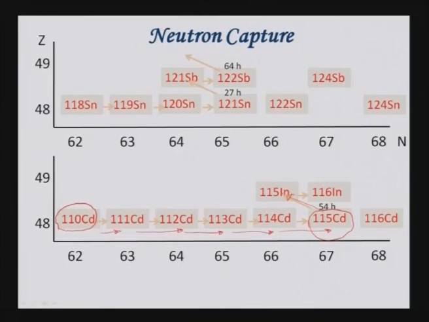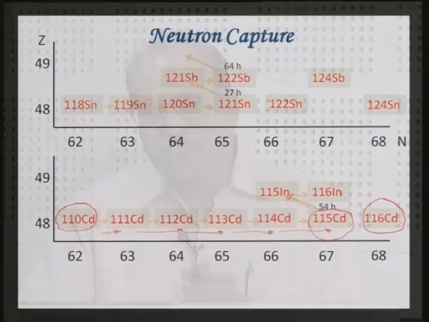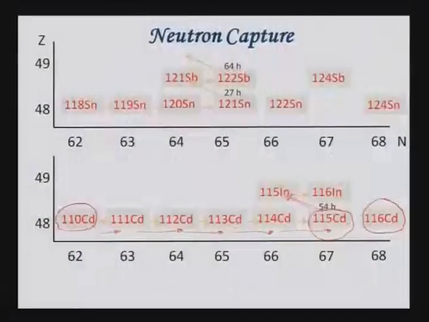But we do have a stable cadmium isotope, 116 cadmium, and that is available on Earth. We do have 116 cadmium nuclei. This will not be reached through this S process, because 115 cadmium here is radioactive, it is beta minus active. Before the next neutron comes, it will become indium.